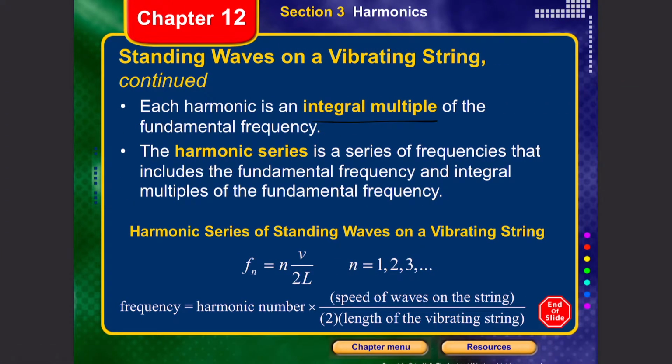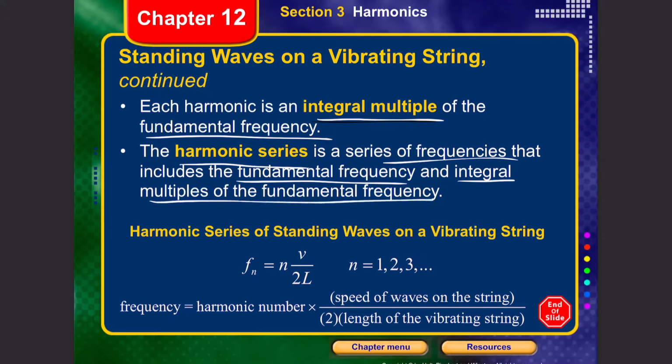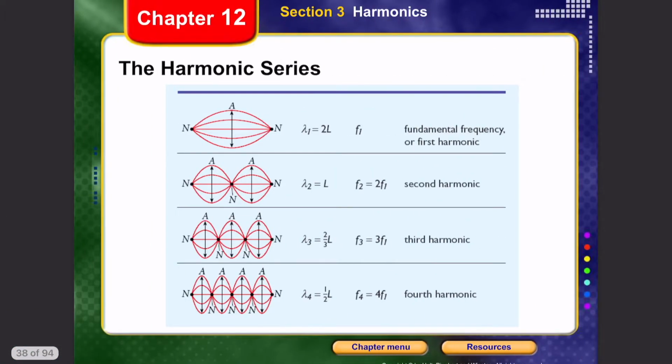Now each harmonic is an integral multiple of the fundamental frequency. So the harmonic series is a series of frequencies that includes the fundamental frequency and the integral multiples of the fundamental frequency. For example, if you want to find fn, the nth frequency, it becomes n times v by 2L, where n can be 1, 2, 3 and so on. Here n represents the harmonic number, which is the number of the frequency that you want, times the speed of waves on the string, over 2 times the length of the vibrating string.